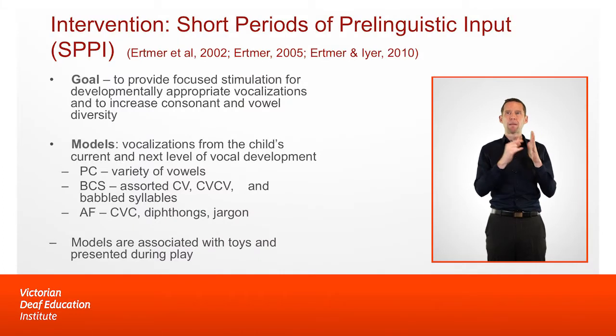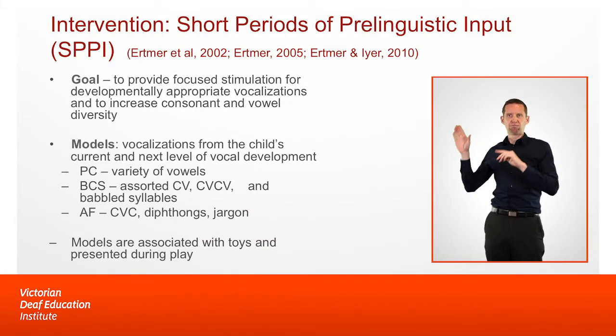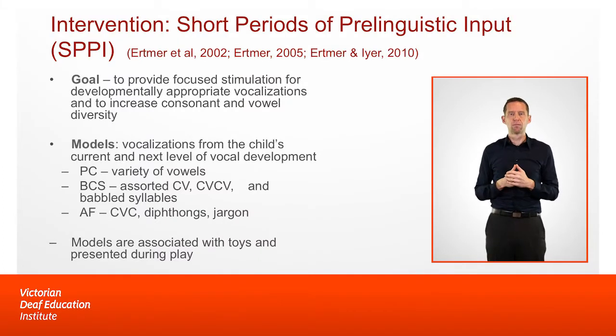So what kinds of intervention might be effective in helping kids make progress before they're saying words on a regular basis? And we've proposed an approach to intervention called short periods of prelinguistic input, or SPPI. And I've written about this in a number of publications, and they're cited in our references. But the goal of SPPI is to provide focused stimulation.